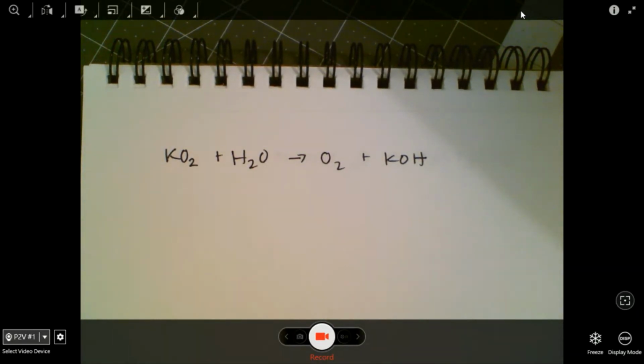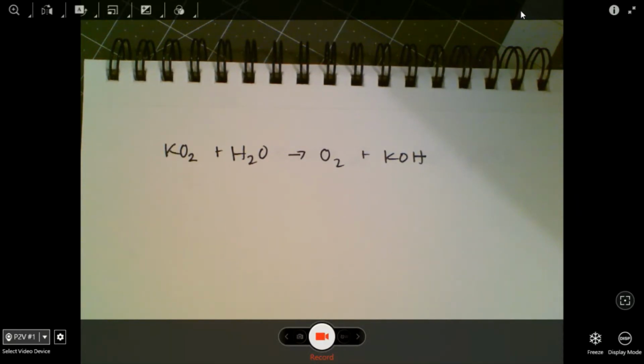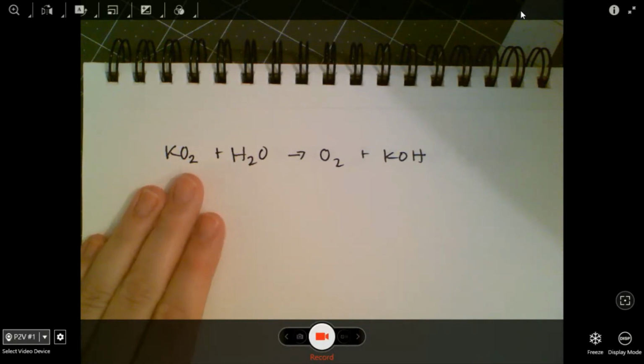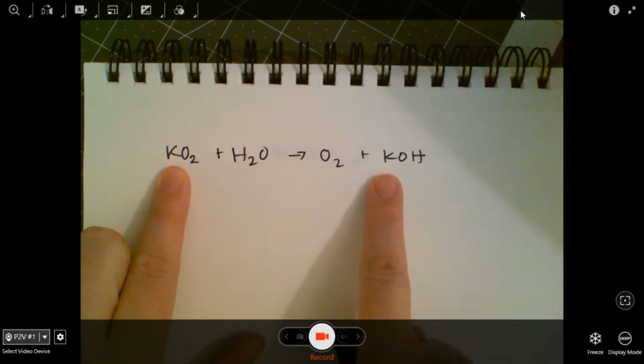So when we balance our equations, I always recommend doing everything that's not hydrogen and oxygen first. Then you do hydrogen, and oxygen is last because oxygen always gives us trouble. So what we're going to do is check potassium first. I have potassium and potassium, 1 and 1, so we are good to go for that.